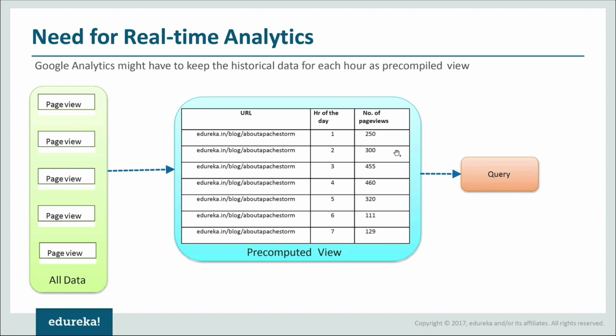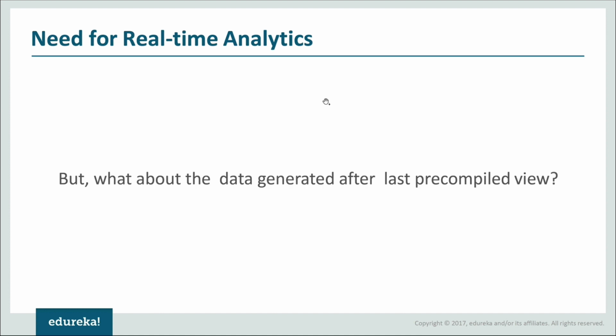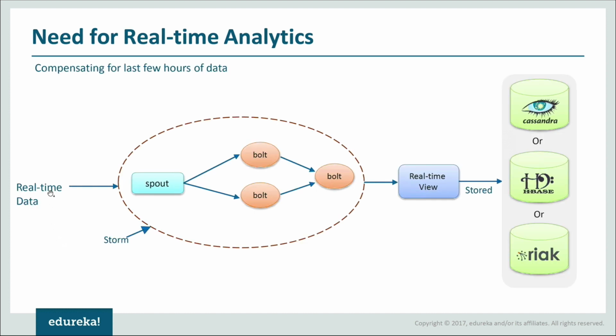Of course, you can do this using your Hadoop batch process. You'll run a Hadoop batch job on all of your data and then you will pre-compute the views and then you can query that data. But what about the data generated after the pre-compiled view? So suppose you ran your Hadoop job yesterday, you won't be able to see the data that you have today. So what about that data? You can keep putting your real-time data into an application. Just forget about this ellipse as of now.